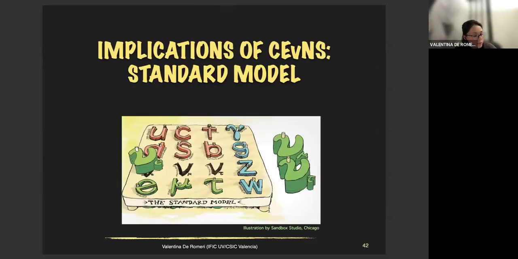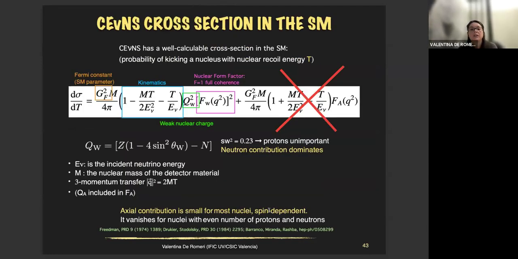Okay, so let me now discuss the main part of the seminar, which is about the implications of CEvNS. So let's start with the standard model cross-section. The CEvNS cross-section is well calculable in the standard model, and in full generality contains two contributions, a vector and an axial vector one. However, the axial contribution is spin dependent, and it is small for most nuclei, especially for the very heavy ones that are in general used by these experiments. So we can safely neglect it.